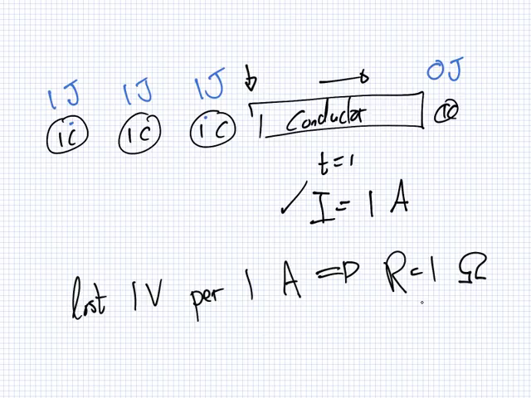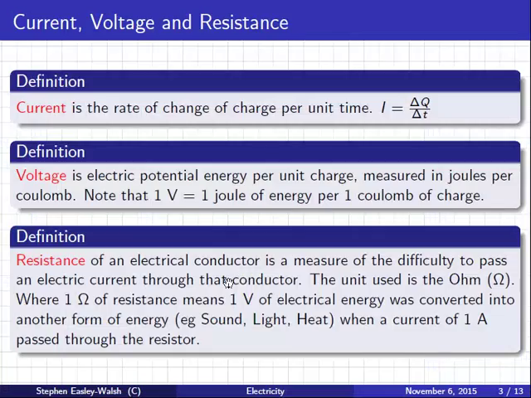So I hope that's clear. You can now write down the formal definition. 1 ohm of resistance means 1 volt of electrical energy was converted into another form of energy when a current of 1 amp passes through the resistor. This is the sort of important definition for the exam. What exactly is an ohm of resistance? So you just want even this much would be great.